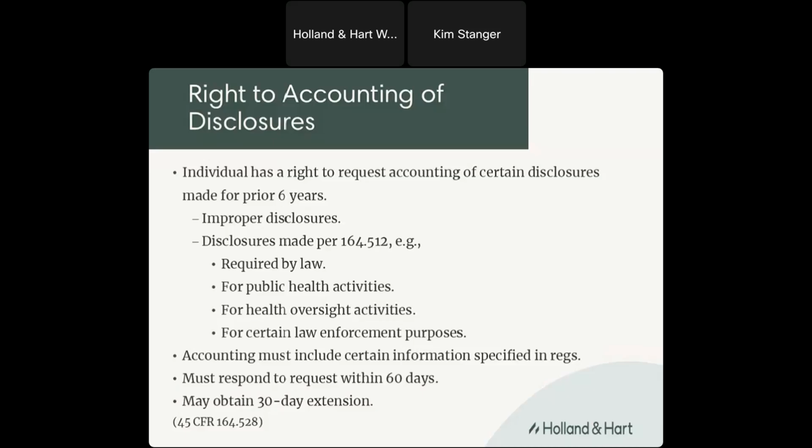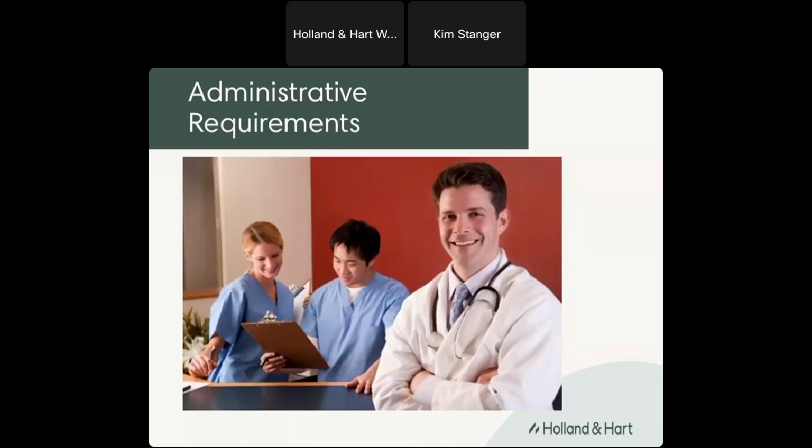Finally, a patient has a right to receive an accounting of disclosures of protected health information that you've made, but not all disclosures, only improper disclosures and certain disclosures made under the exceptions in 164.512, including disclosures to public health agencies or for law enforcement, things like that. You've got to track those accountings, so if the patient does come in and request that, you can provide that accounting of disclosure log to the patient.